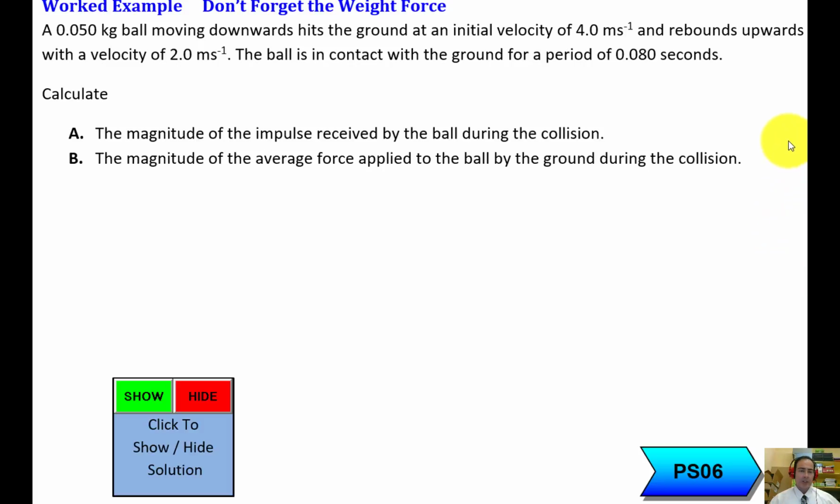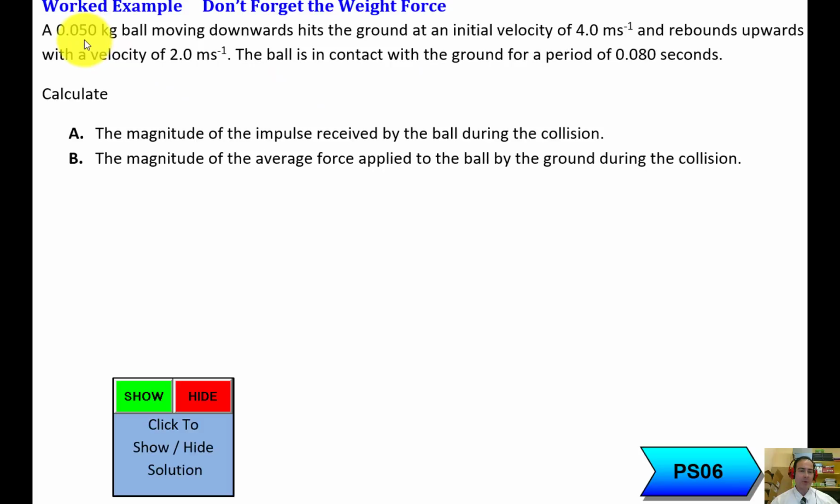Now this particular question involves a ball bouncing off the ground. It sounds simple enough. However, it's a little bit tricky. The first part of the question asks us to calculate the magnitude of the impulse received by the ball during a collision when it hits the ground.